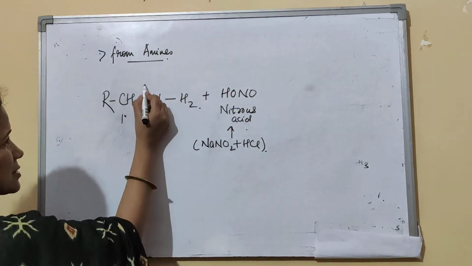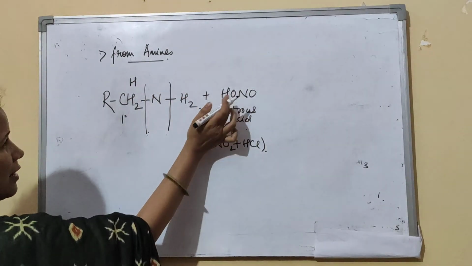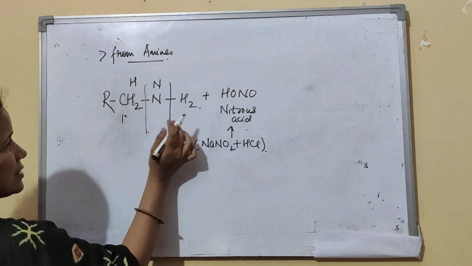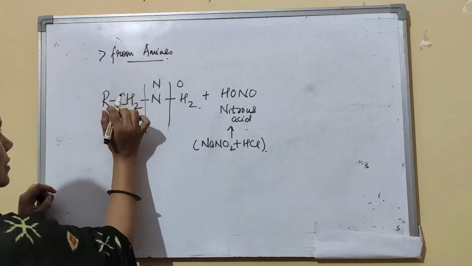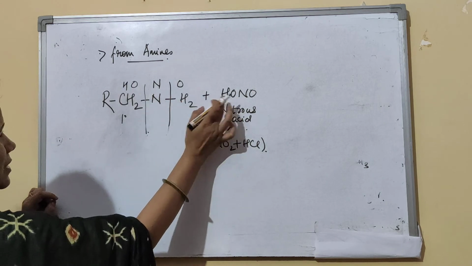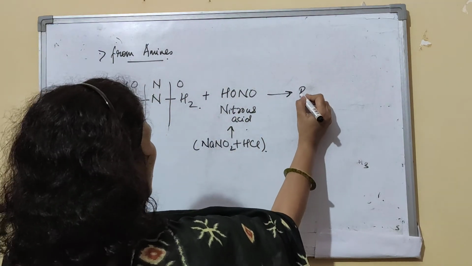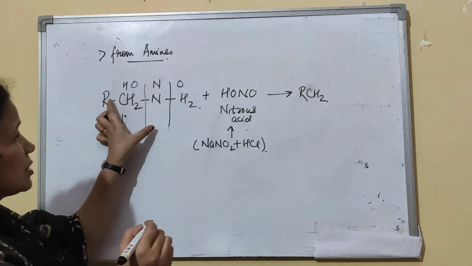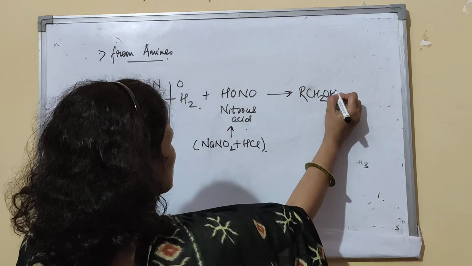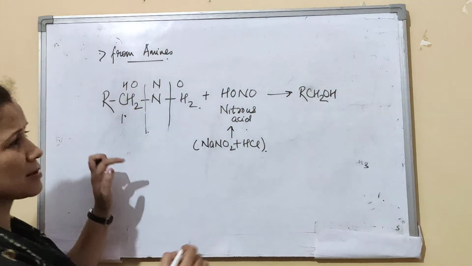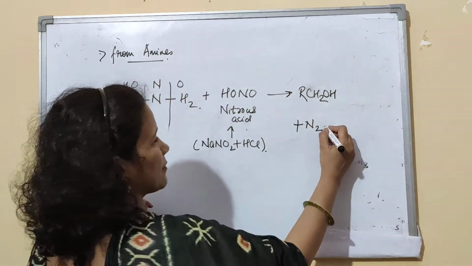Now let's treat this. This H goes with this, N goes with this. Oh, sorry. This OH goes with this first part, N goes with this, O goes with this. So let's see what will be the product. RCH2, this is just a method to retain nitrous acid in your memory. RCH2OH. We got an alcohol plus nitrogen gas plus water.